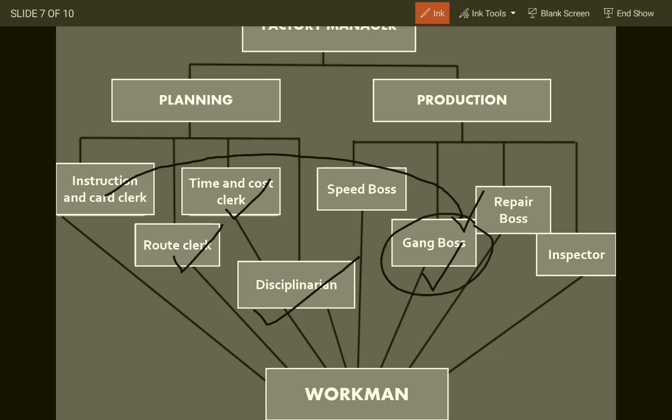The speed boss is concerned with maintaining the speed and removing delay in production. He analyzes that the work should take place smoothly and speedily, and the workers should not sit idle. They should utilize the time properly. The repair boss focuses on maintaining the machines, tools, and equipment. If any repair is needed in the factory, he needs to analyze it and repair the machines. Otherwise, production will be hindered and the output will not take place.